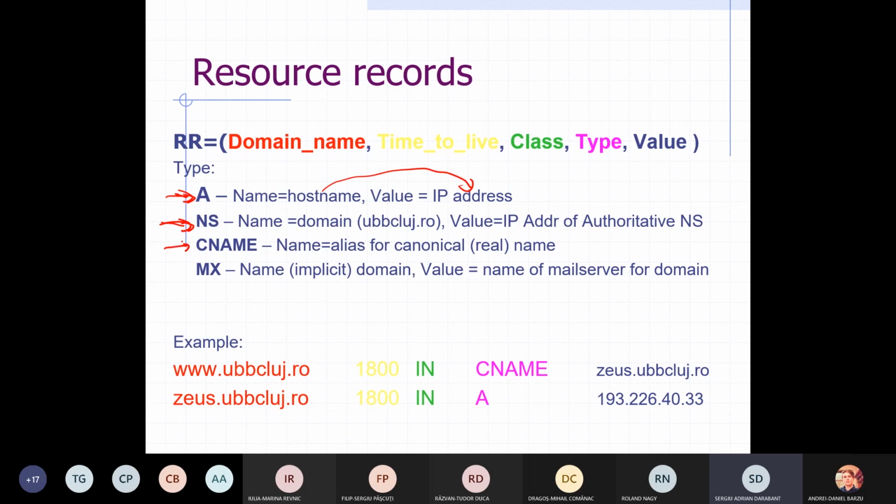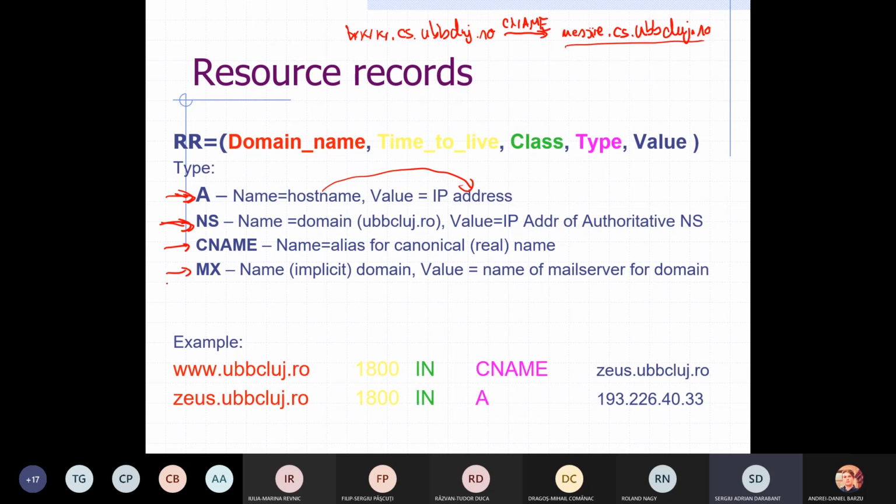You have another type of record, CNAME, which gives something called an alias, so another name, a canonical name for a given name. For example, you'll find probably that www.cs.ubbcluj.ro is just a CNAME for nesi.cs.ubbcluj.ro. That means this is just another name for this physical machine, which has an IP, and you get that.